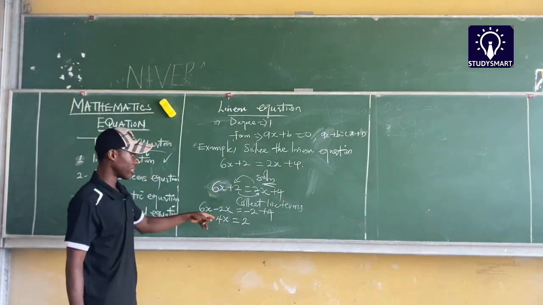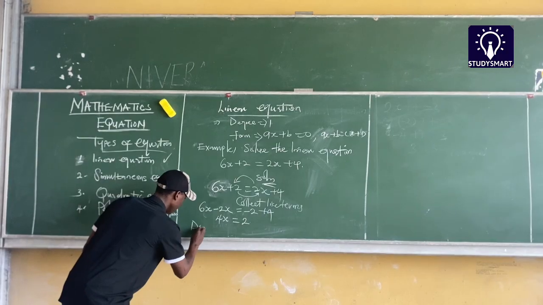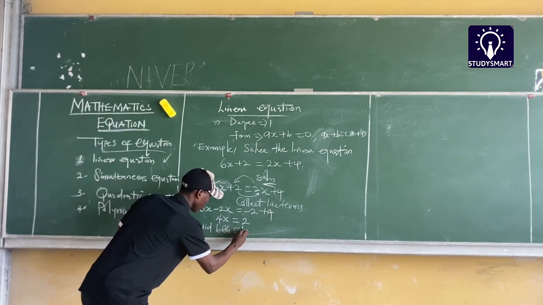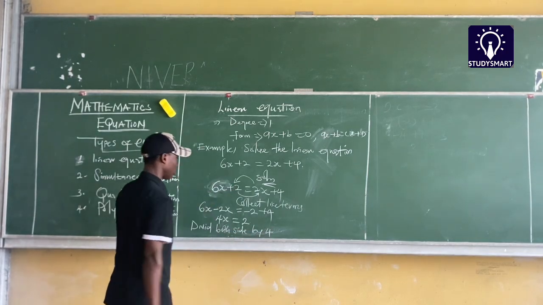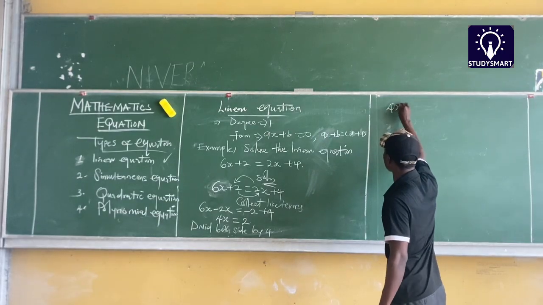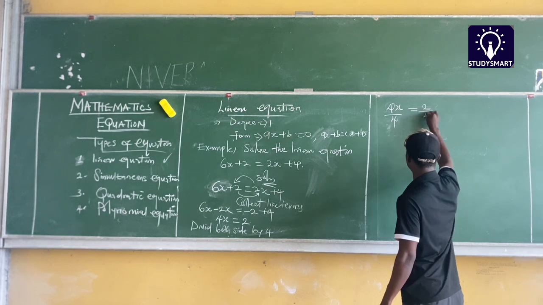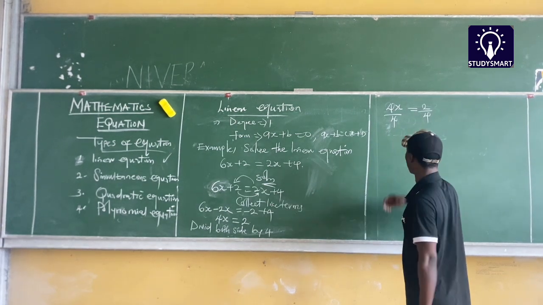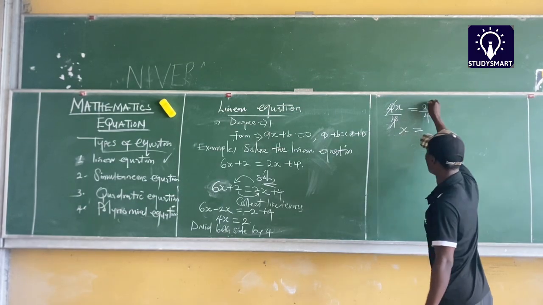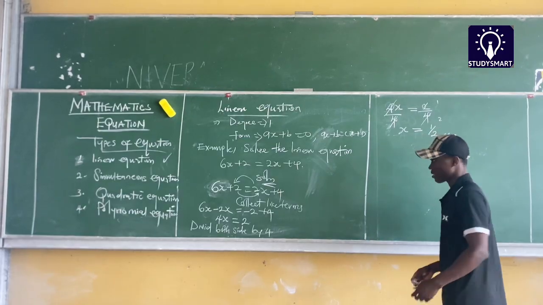So if I look for the value of x, I'm going to divide both sides by 4. That's the coefficient of x. So if I divide both sides by 4, I'm going to be having 4x over 4 equal to 2 over 4, right? So if that happens, I will be cancelling out this one. I'll be left here with x equal to, if 2 goes here, 1, 2 goes here, 2. So I'm going to be having 1 over 2 as the value of x.